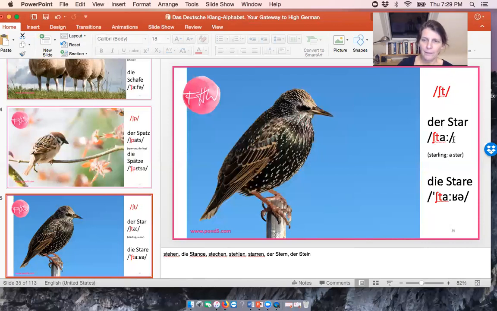Also, der Star, without an R, right? Star, with a deep schwa. Die Stare, Stare, Stare, with an R.